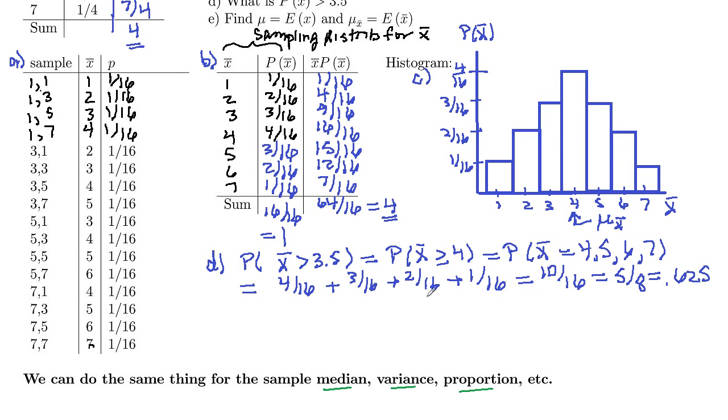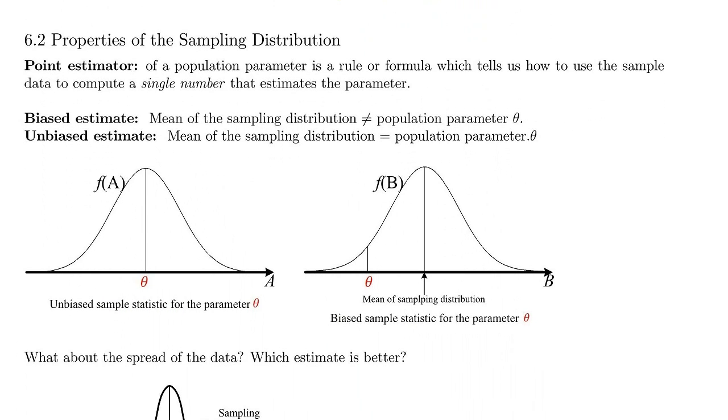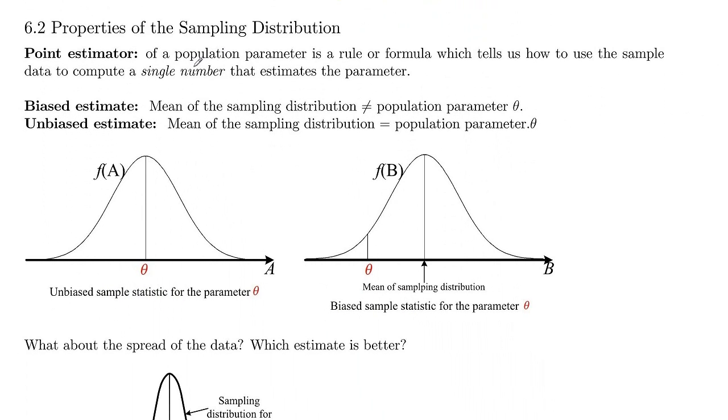So in each case, we would get a different distribution. It wouldn't be the same distribution, but those would all be sampling distributions. So we're going to concentrate, though, on the mean. So what properties do these sampling distributions have? So we've seen some of the properties already.